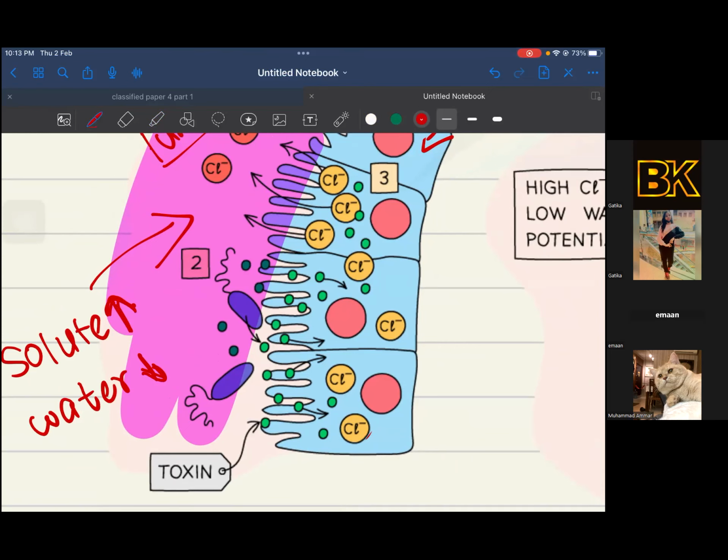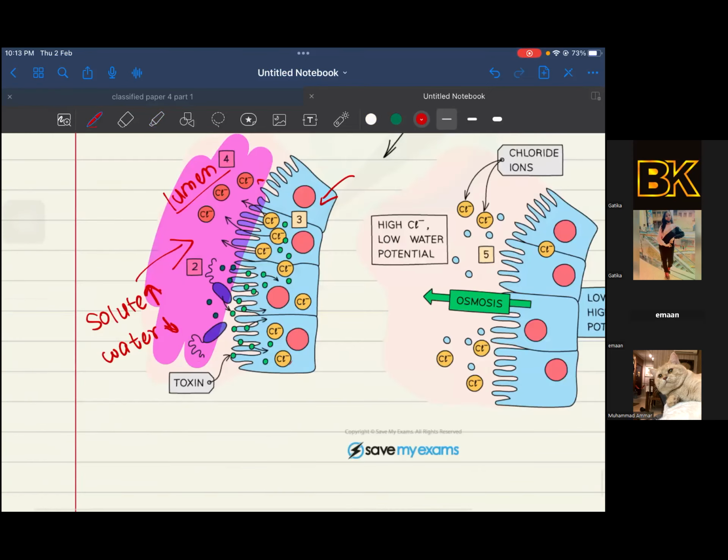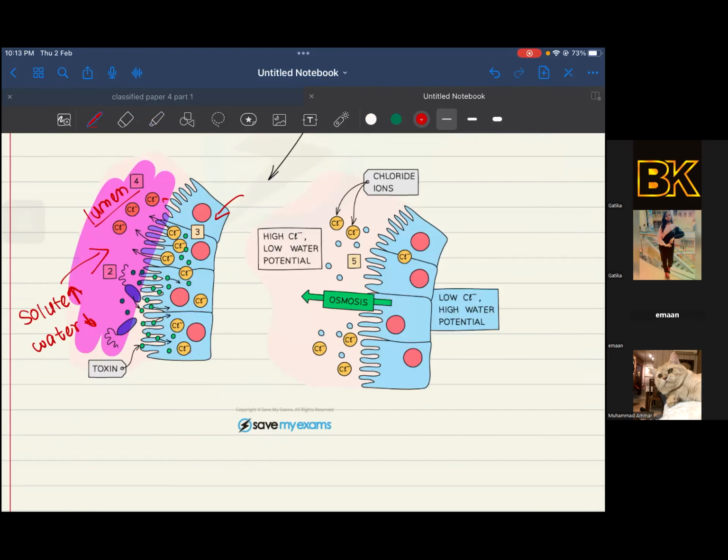Yeah. I do. Okay. So now what happened is, inside we had chloride ions, but now they moved out. So inside we have low chloride ion, outside we have high chloride ion. So inside, low chloride ion means high water potential, outside, high chloride ion means low water potential. It's the opposite. When solute concentration decreases, water potential increases. Now we got high water potential over here and low water potential over here.